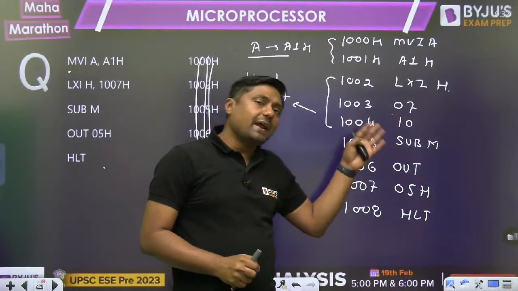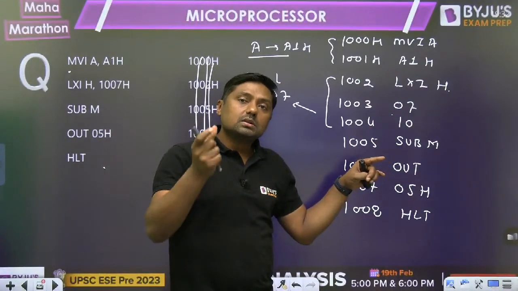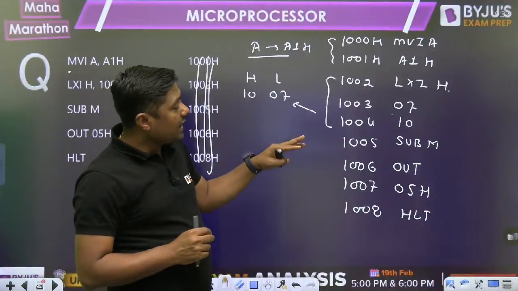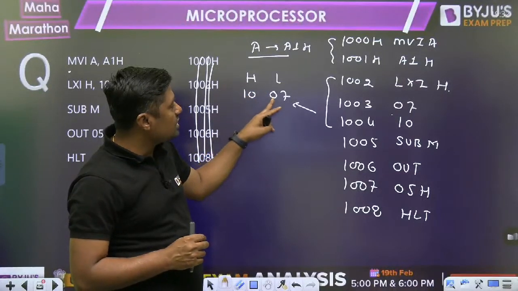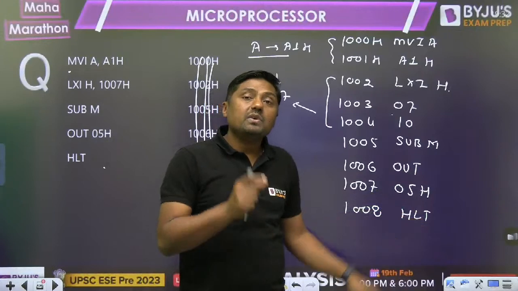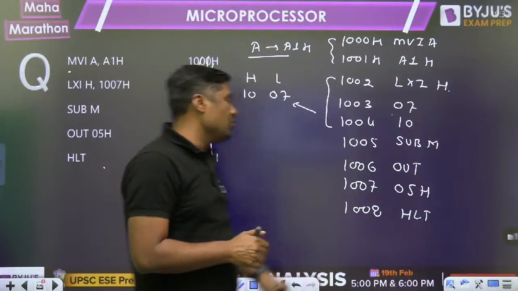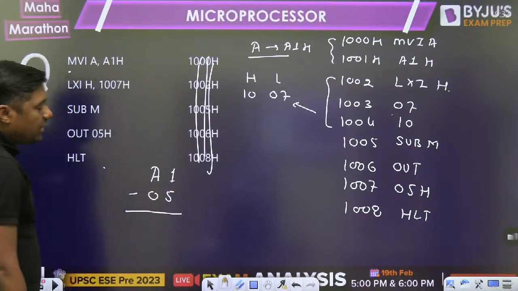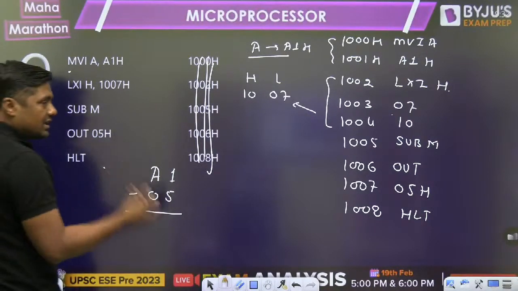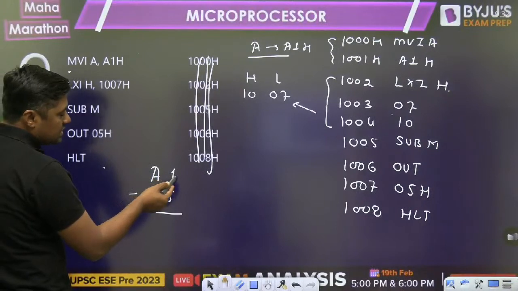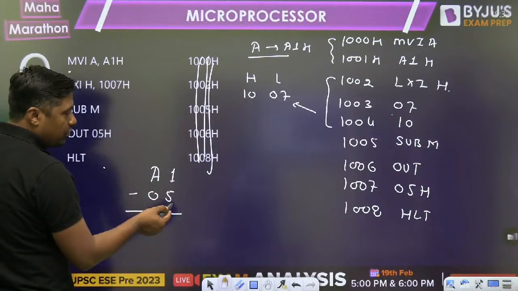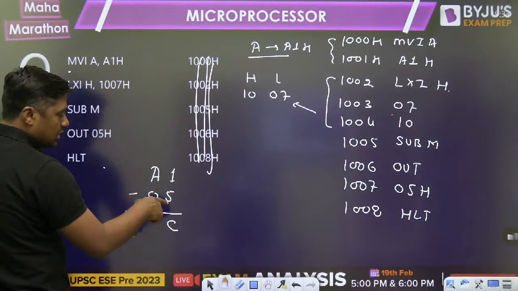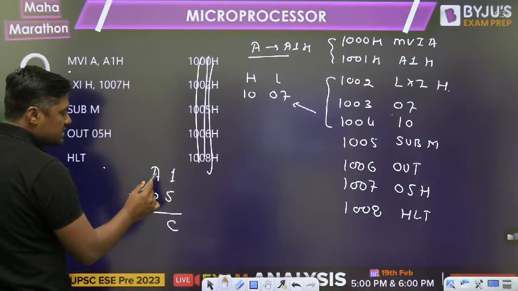Subtract M means the content of memory is subtracted from the accumulator. What is the content of the accumulator? A1. For subtract M, the memory location is given by HL, that is 1007. In 1007, what is the data? 05. We have to subtract 05 from the accumulator: A1 minus 05. Here the 2's complement method is used, but you can directly use hexadecimal subtraction. 16 plus 1, 17. 17 minus 5 is 12, and 12 is written as C. Carry, A is 10, so 9C.